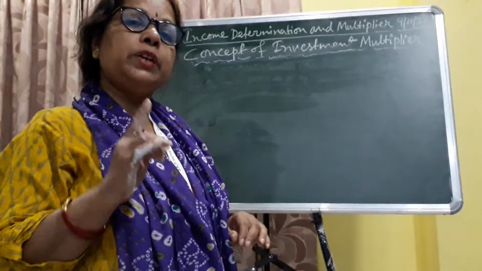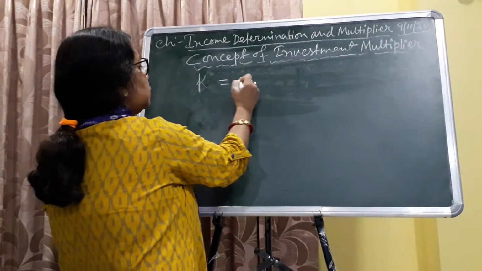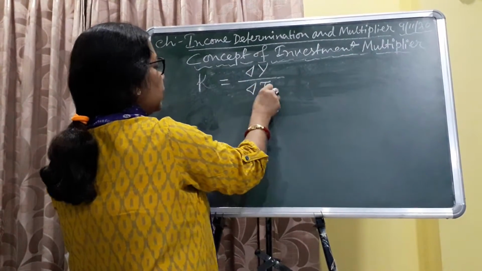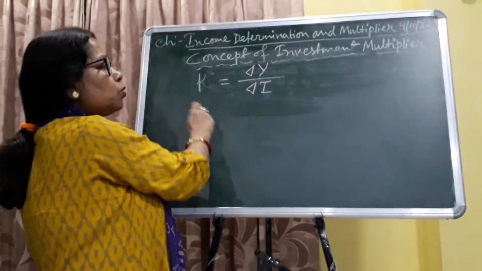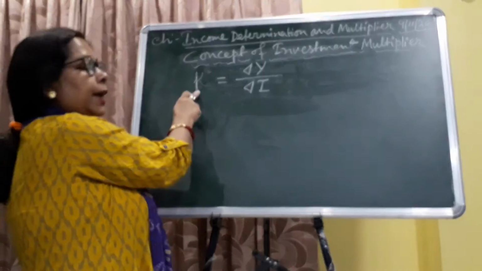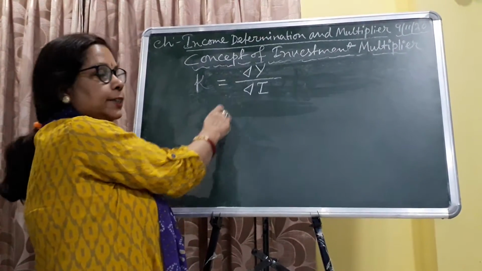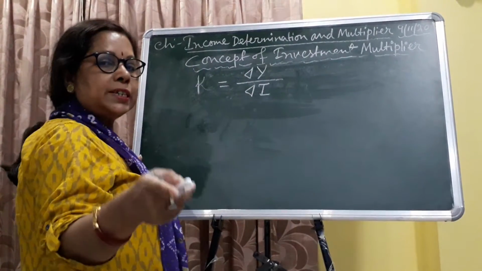So symbolically we can write investment multiplier K. K denotes multiplier. K equal to change in national income divided by change in investment. This is known as investment multiplier. K means multiplier equal to delta Y by delta I. Delta means change in national income due to change in investment. It means that when investment increases, then income also increases. So what will be the multiplier?